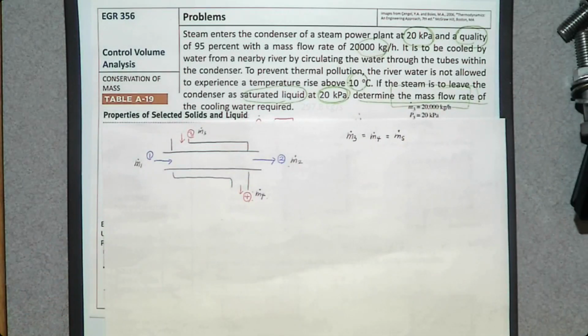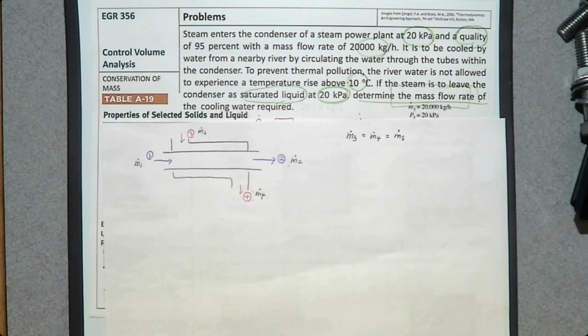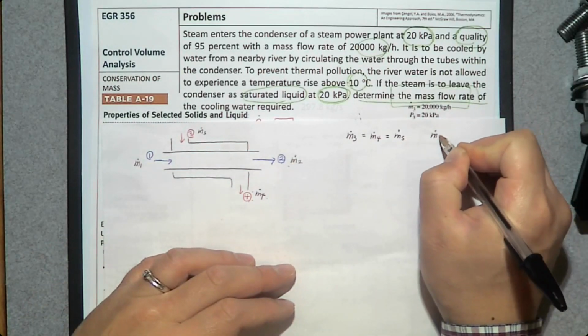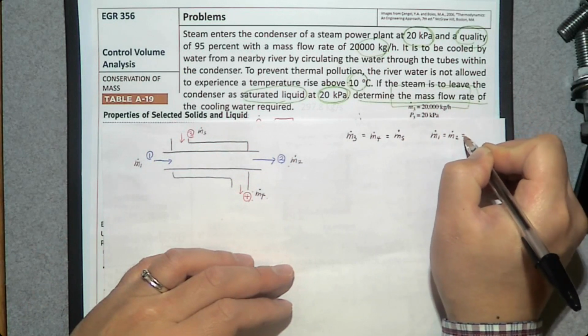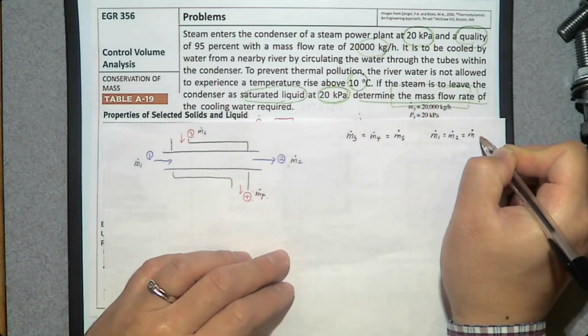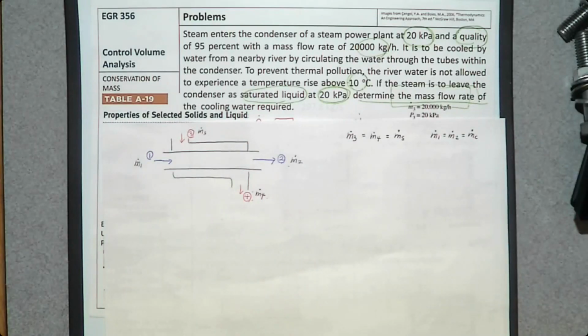What about the cooling water? The cooling water has only one inlet and only one exit, so the mass flow rate of the cooling water is also constant. M dot 1 is the same as m dot 2, and that is just the mass flow rate of the cooling water, so I'm going to say m dot of C. So these two are mass balance equations.